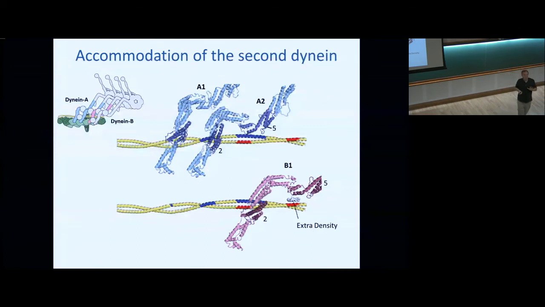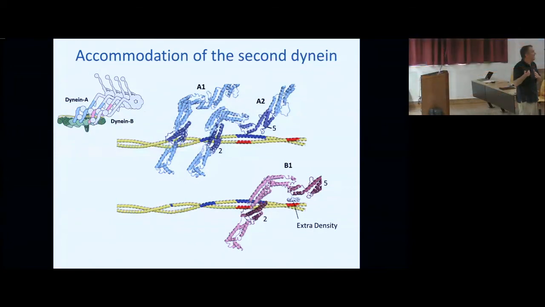Dynein B, though, is a bit different. Only one of the two chains actually binds to the adapter. And although it uses the same areas of the chain to bind it, this interaction here is mediated not by a direct connection to the adapter, but by some extra density. And we have a suspicion that this is the light intermediate chain, the very C-terminal portion of that.